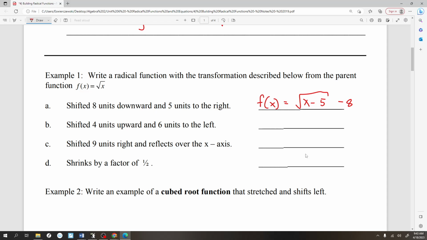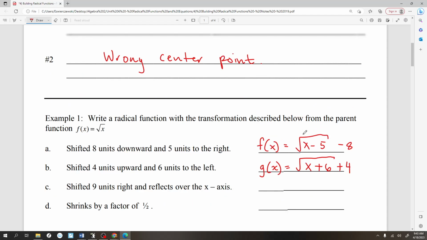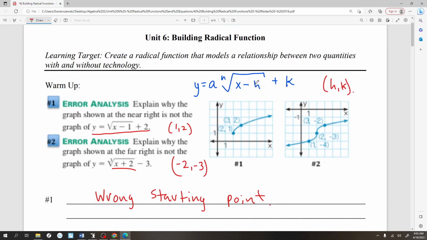All right, so next it is shifted 4 units up. So now the k value would be 4, so plus 4, and 6 units to the left, so that would be x plus 6. Since it's 6 units to the left, the h value would have to be negative 6. And again, because the form has this minus sign, when h is negative, it actually turns into plus.